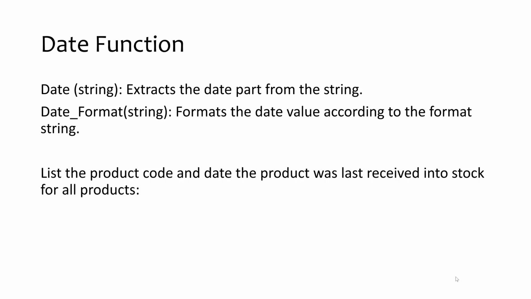List the product code and date the product was last received into the stock for all products. Now we are going to use the same database that we used earlier. So in this query, we are going to list the product code and date the product was last received into stock for all products. So let us look at how I wrote the query.